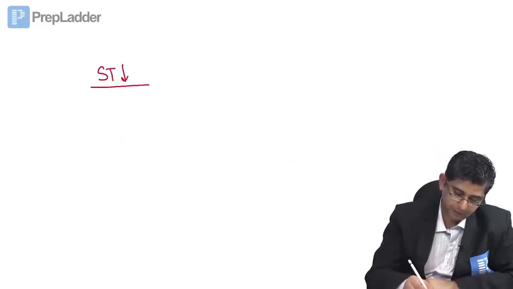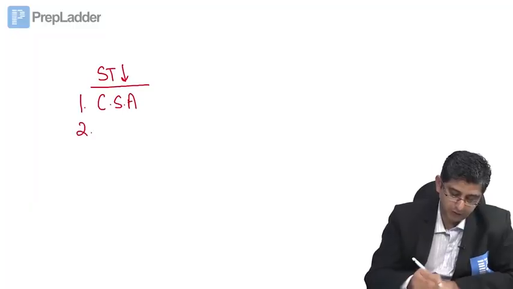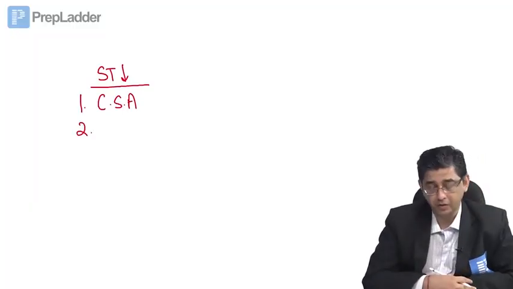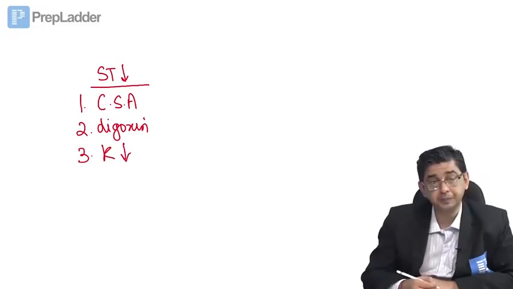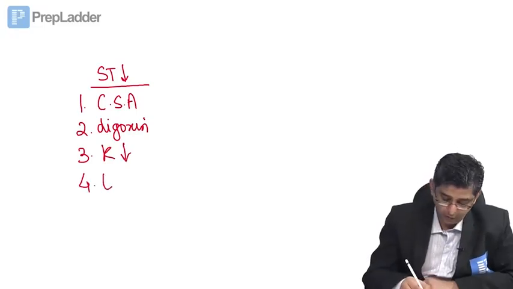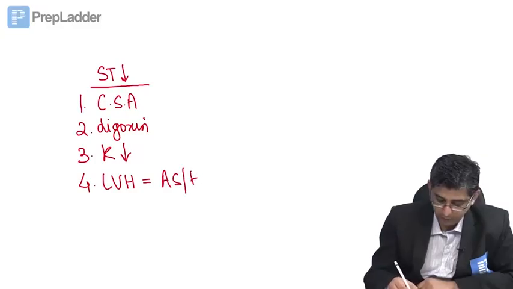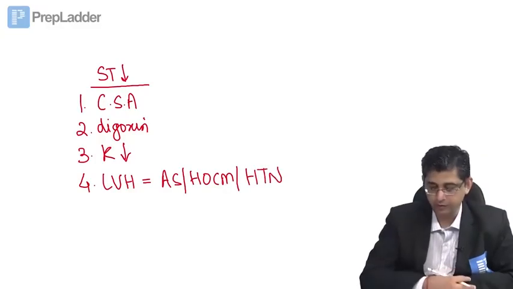ST segment depression. Remember chronic stable angina where there is a 70% blockage in the coronary arteries. Digoxin, hypokalemia, and left ventricular hypertrophy due to any cause. That could be aortic stenosis, it could be hypertrophic cardiomyopathy, it could be hypertension. Those are causes of ST segment depression.